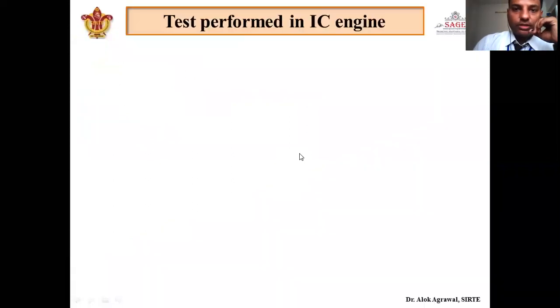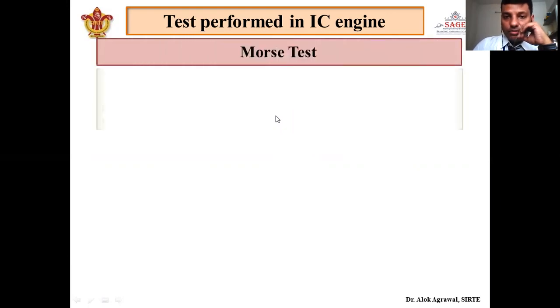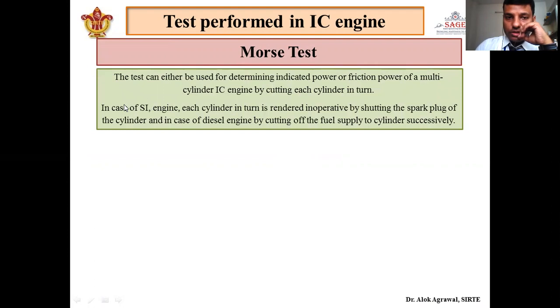So let's start with Morse test. This is one of the most important tests performed on SI engine. So what is it? It is a test that can be used to determine either the indicated power or friction power. So this test is performed to evaluate the indicated power or friction power of a multi-cylinder IC engine by cutting each cylinder in turn. Now it is used to determine the indicated power and friction power, because brake power can be easily determined with the help of the dynamometer that we have seen. So for a multi-cylinder engine, if you want to evaluate the indicated power or friction power, this test plays an important role.